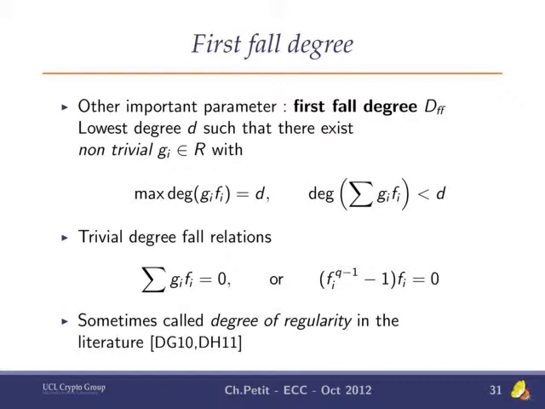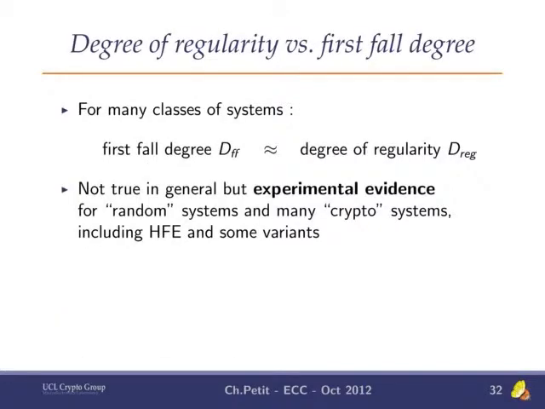It turns out to be, in practice at least, so close to the degree of regularity that sometimes it has even been called the degree of regularity in the literature. For many classes of systems, it has been experimentally seen, and there are also some theoretical results supporting, that the first fall degree is roughly equal to the degree of regularity. It's not true in general, but there is experimental evidence, at least for, let's say, random systems and also many cryptosystems, including HFE and variants.